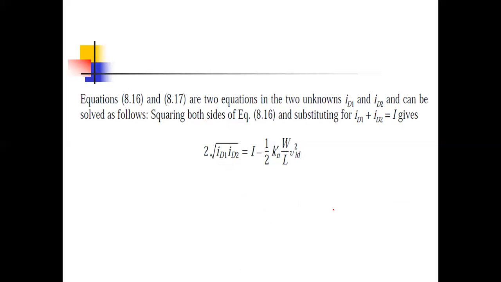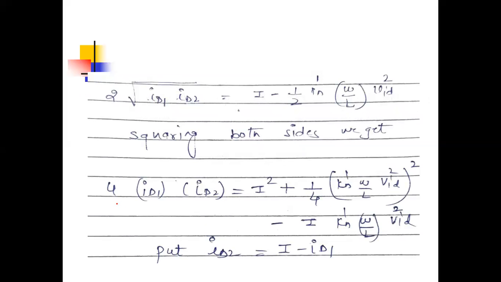If you take a square, what will happen? 2 becomes 4. 4 under root id1 id2 under root will be cancelled. id1 id2 equals to. Now this is your a and this is your b. Now use a minus b whole square. Now a square means I square, b square means this term whole square. So 1 upon 4 kn dash w by l vid square whole square. Minus 2ab. 2 into I into 1 upon 2. So 2 will be cancelled. Kn dash w by l vid square. So this is your equation.